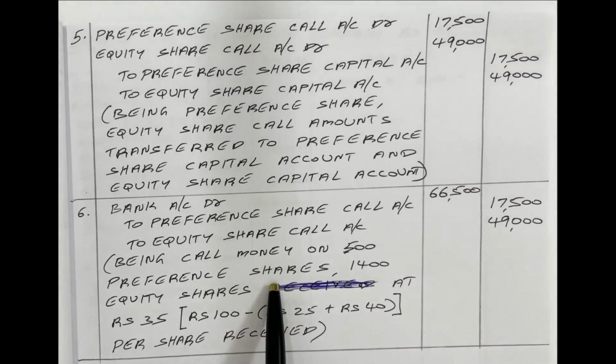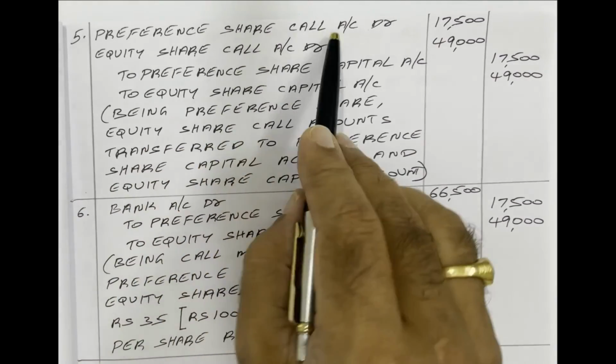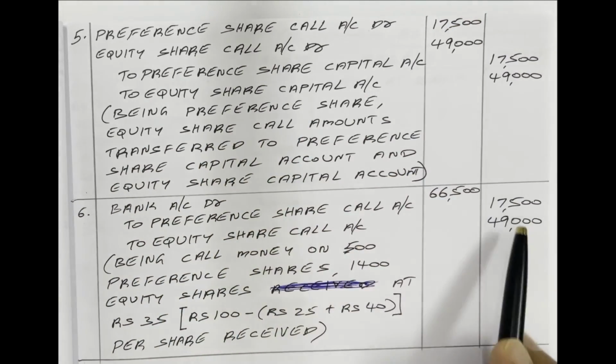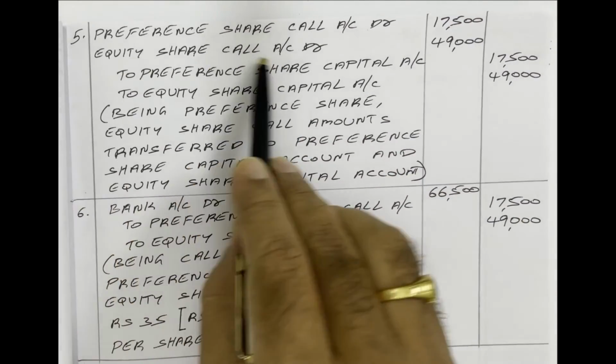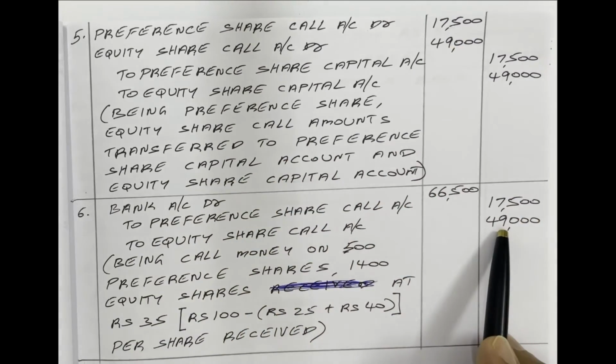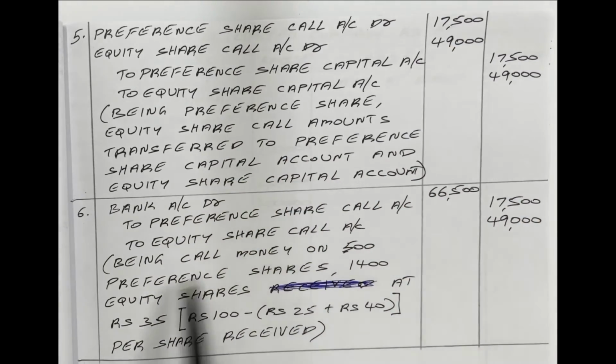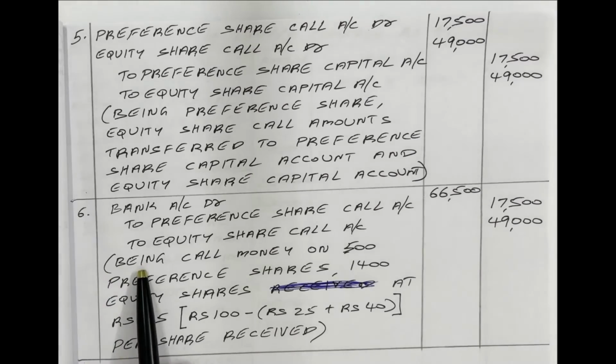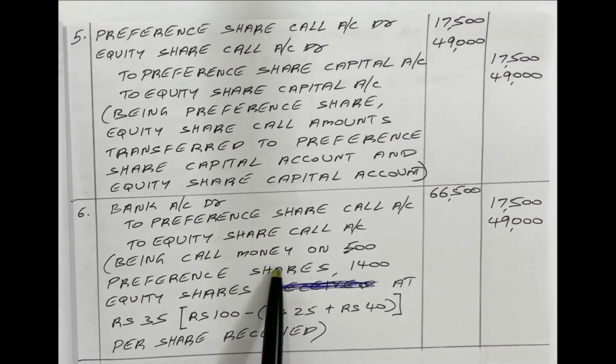For what are we writing this entry? Preference share call money 17,500 we received. Equity share call money 49,000 we received. For that we are writing this entry now. Mention that in the narration: Being call money on 500 preference shares, 1400 equity shares at 35 rupees per share.